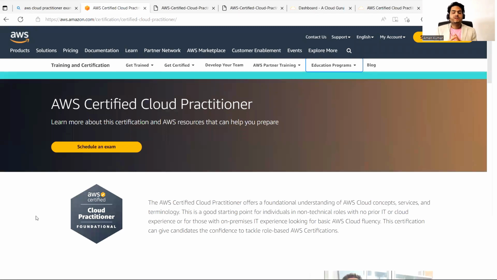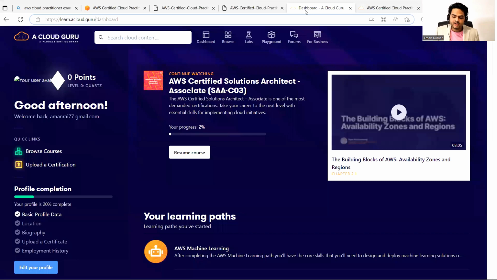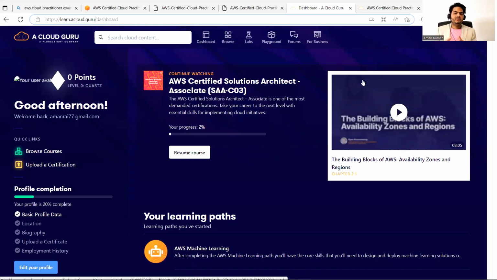If you are interested in doing more, which is what I am doing right now, I am doing the Certified Solutions Architect. Once I clear this, I will tell you how to clear it also. I have taken the membership of this because it is giving me good material and good practice exams to do. I hope you benefited from this, guys.